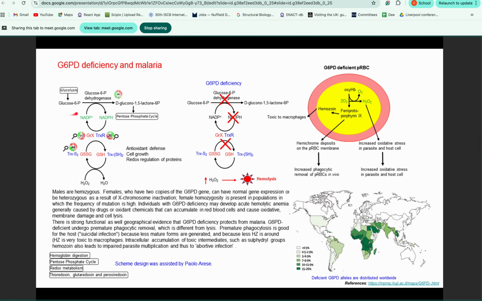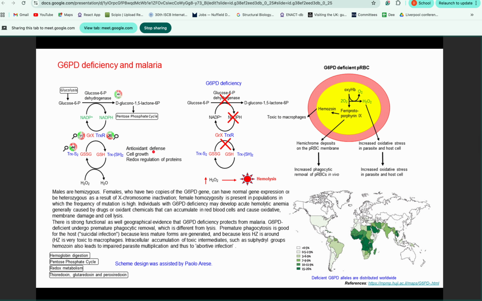So in the normal scenario, in glycolysis, as we know, glucose is converted into glucose 6 phosphate, and this glucose 6 phosphate, with the help of glucose 6 phosphate dehydrogenase, converts to D-glucono-1,5-lactone 6 phosphate, and then it enters the pentose phosphate cycle. This conversion requires NADP positive to be reduced to NADPH, and it is a reversible process, so it again converts back.